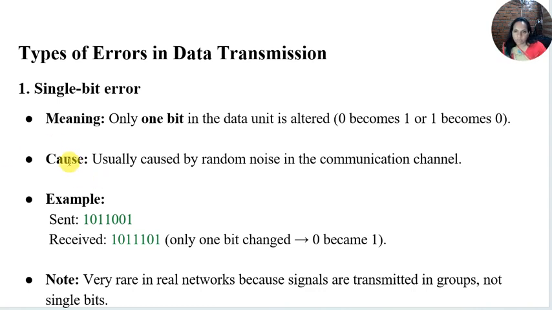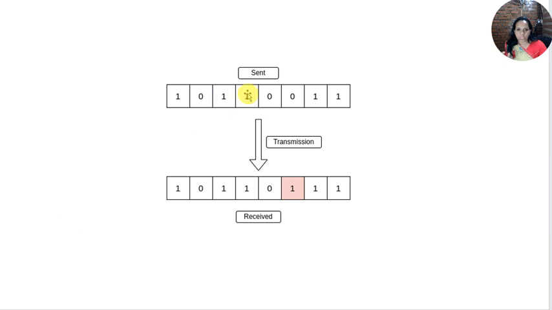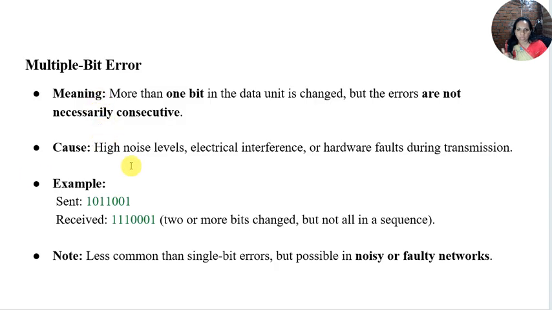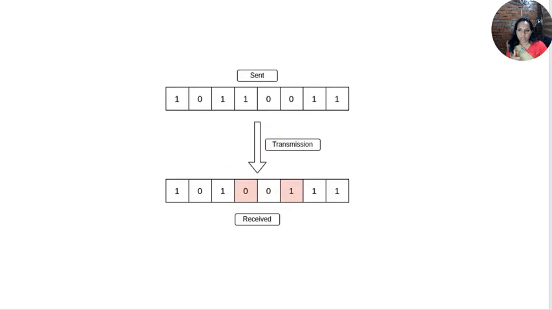For the single bit error, as we have already said, only one bit is changed. Whatever data we are transmitting is 10110001, and here you can see that the fifth bit is changed, a 0 changed to 1. So one bit changed, 1 to 0 or 0 to 1. For multiple bit errors, high noise levels or electrical interference can cause multiple bits to be changed, that is 2 or more bits will change. That is a noisy or faulty network. You can see here 2 bits have been changed.